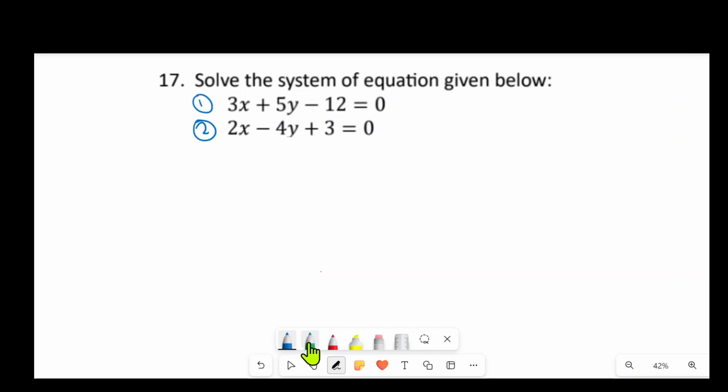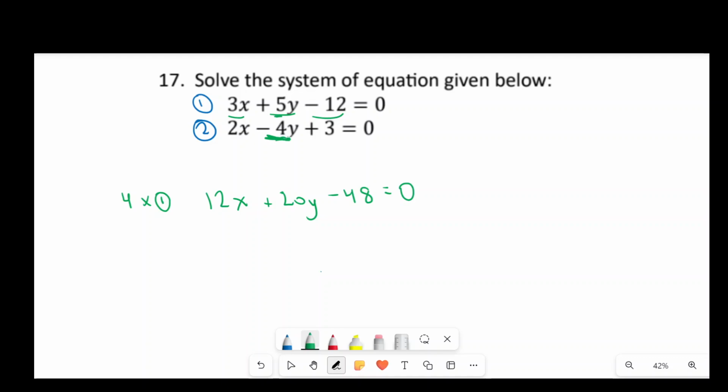So that means equation number 1, to make this a 20, I need to multiply the entire equation by 4. So it's the y that I want to change, but I have to follow the rules of math. The entire equation has to be multiplied by 4, or I can't multiply by 4. So I'm going to do that. 4 times 3x is 12x. 4 times 5y is positive 20y. And 4 times negative 12 is negative 48 equals 0. 4 times 0, 0.